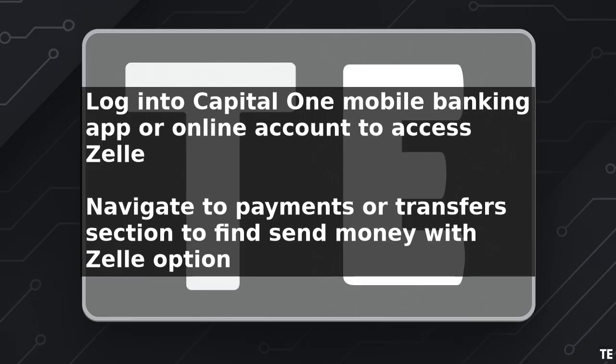Before you can start using Zelle, you will need to enroll by providing your email address or mobile phone number. This will be used to receive and send money, so make sure it is accurate and up to date. You will then receive a verification code to confirm your enrollment.